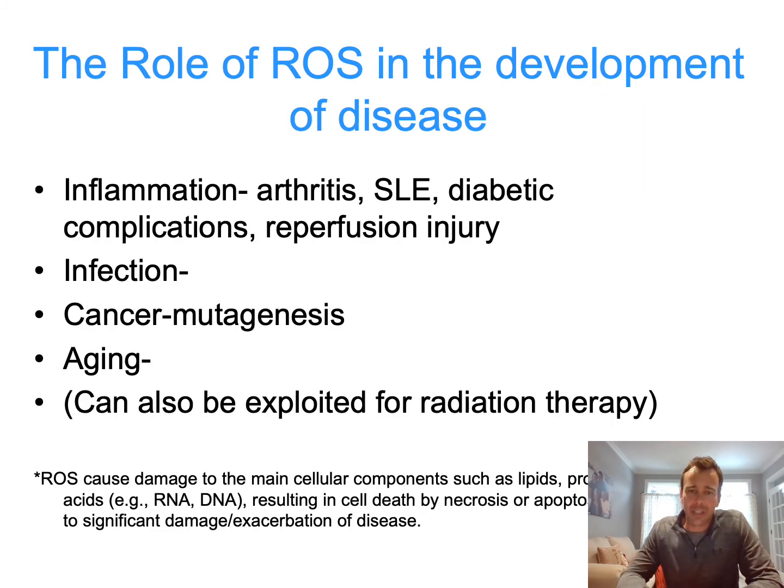As I mentioned, reactive oxygen species can aid in the development of diseases due to inflammation, such as arthritis, diabetes. They can play a role in infection, or obviously a role in cancer due to mutagenesis of DNA. They can also play a role in aging. On the flip side, they can also be exploited for radiation-type therapy to kill cancer cells, for example.